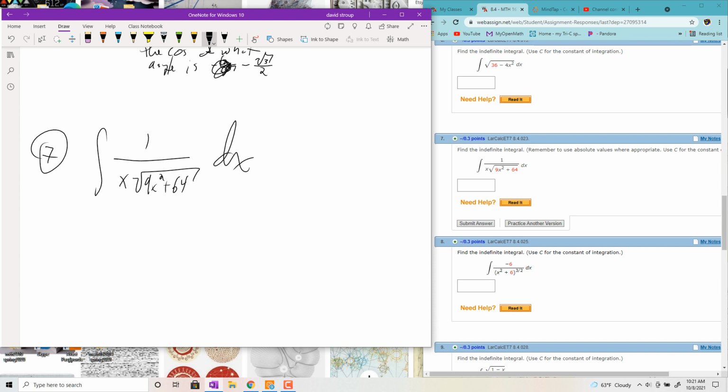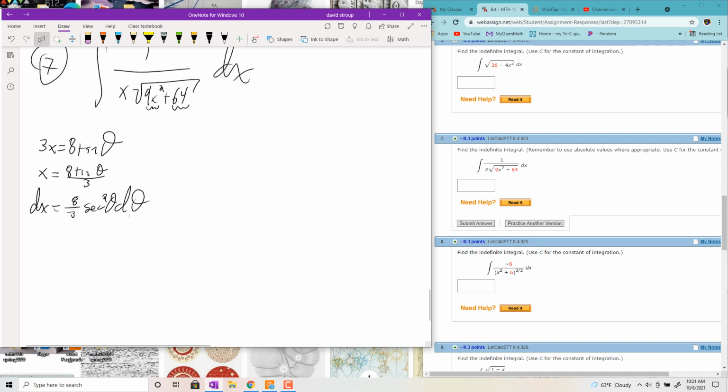Right. So in this case, the u is going to be from here. So we're going to let u be our 3x. And the form tells us a tan. And the a value is from here. It's 8. So 8 tan theta. I'm going to solve for x so I can get my dx. So I'll have 8 tan theta all over 3. So dx will be 8/3 secant squared theta d theta.